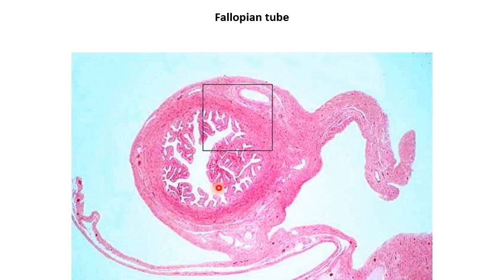Here is the fallopian tube. The lumen is highly folded. The lining epithelium is one layer, simple columnar partially ciliated, and the musculosa is small.